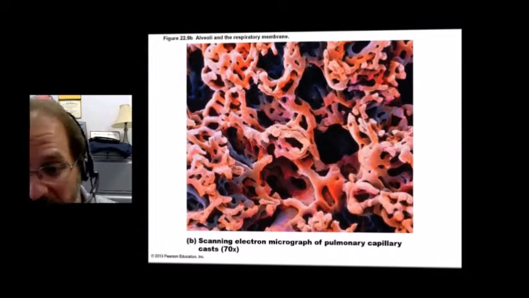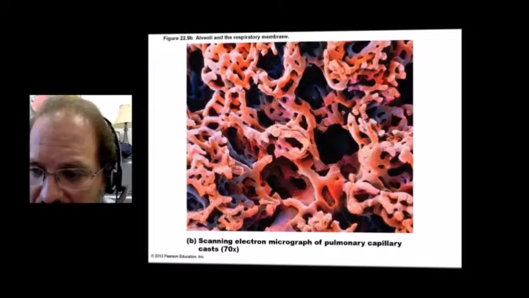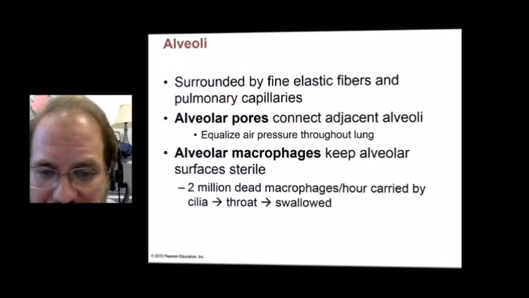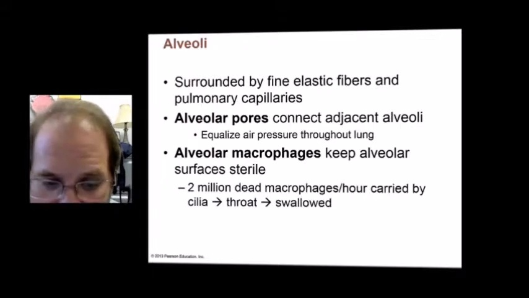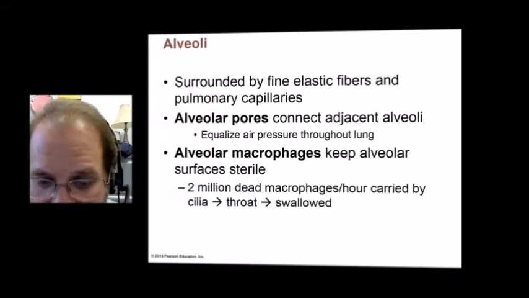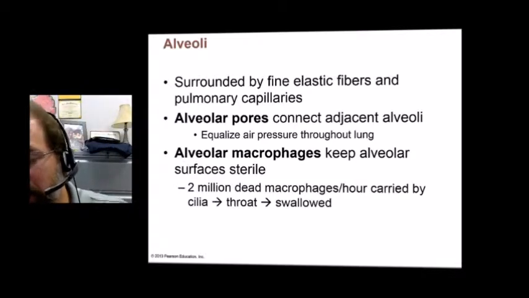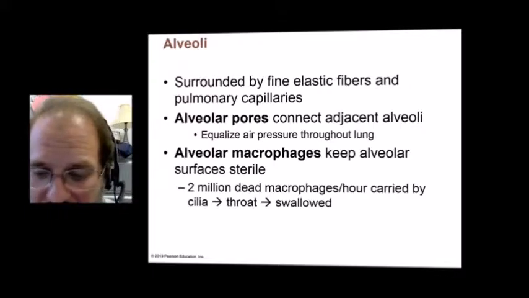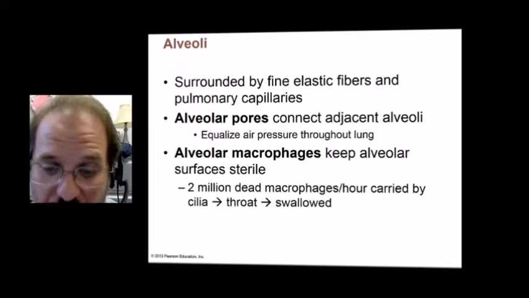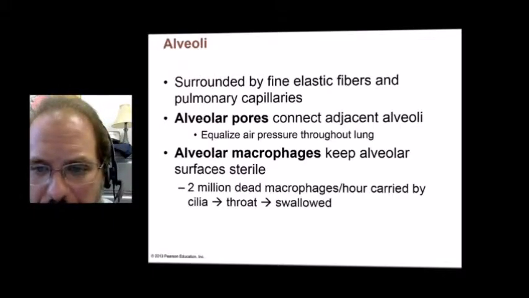There's an electron micrograph showing you the alveoli and the capillaries that surround them. I find this to be a pretty startling number right here. 2 million dead macrophages per hour carried by the cilia out to the throat and swallowed in what's called the mucociliary escalator. It's what's constantly sweeping trapped material in the mucous membranes up to the oropharynx for destruction. You know, 2 million cells is not a large volume of cells, but that's a lot of cells.